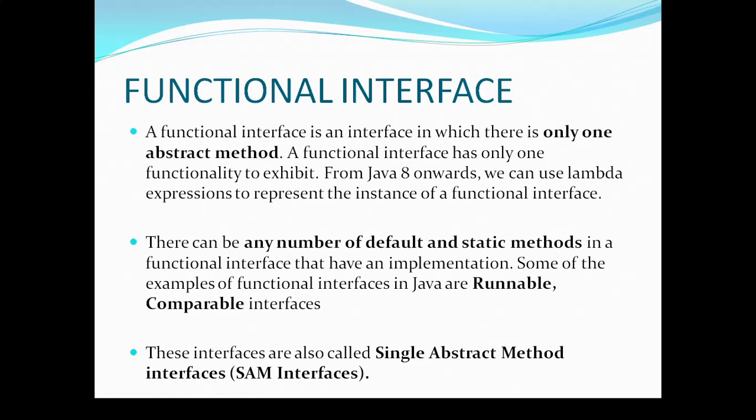Moving to the last point, these interfaces are also called single abstract method interfaces or SAM interfaces. As per the definition, functional interfaces can have only one abstract method. So that is why we also refer to them as single abstract method interfaces or SAM interfaces. Hope this makes sense until now. And let's move forward to the next slide.